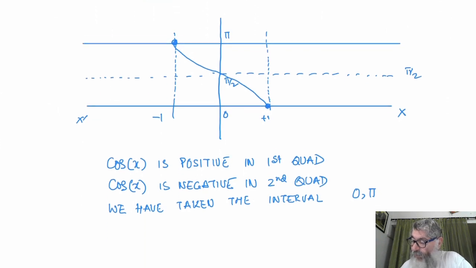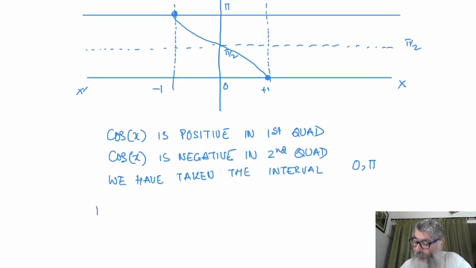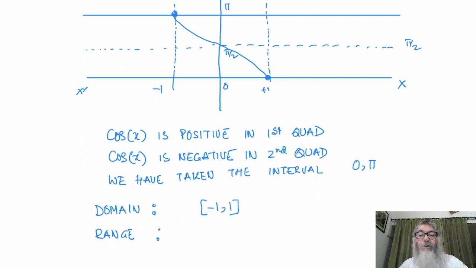Okay, so let us now write down the domain. What is the domain of the function? Domain is between -1 and 1. It is interchanged. Domain is -1 to 1. And range is of course 0 to pi. It is between 0 and pi. And is it bounded?